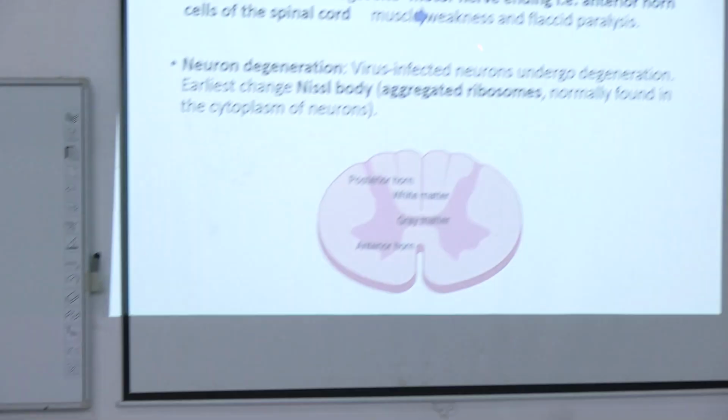Few of the cases will have fever, malaise, fatigue like symptoms. Then few of the cases will have aseptic meningitis. Then again few of the cases will have this paralytic disease. So where does it go within the neuron? Inside the neurons, they will have a degeneration.